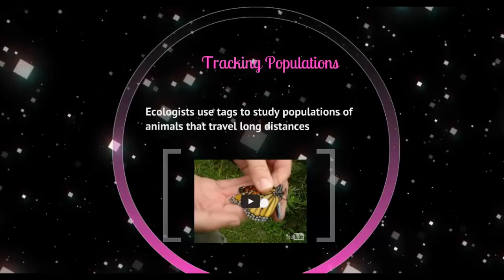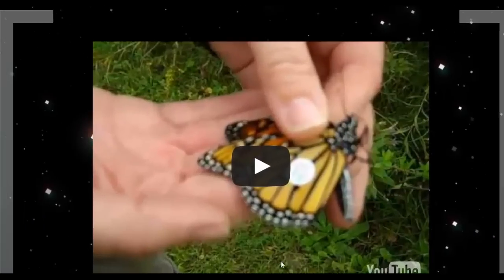But this allows ecologists to track and see how the population moves, and it also allows them to see how they stay surviving and the number of organisms in the population. So check out this video about the butterflies here.